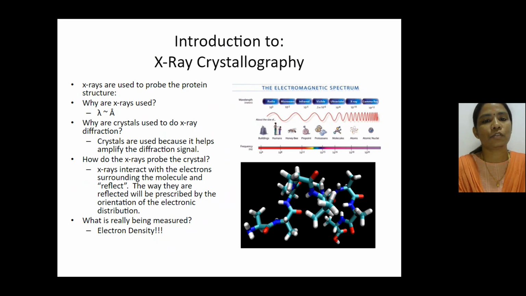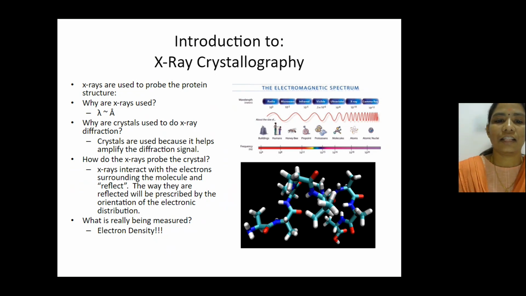Why are crystals used for X-ray diffraction? Crystals are used because they help amplify the diffraction signal. Crystals diffract the rays, and this diffraction signal is the electron density data that is captured in order to solve the protein structure.